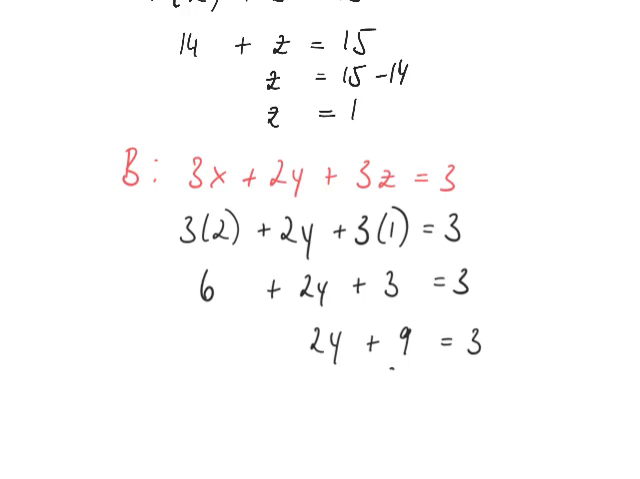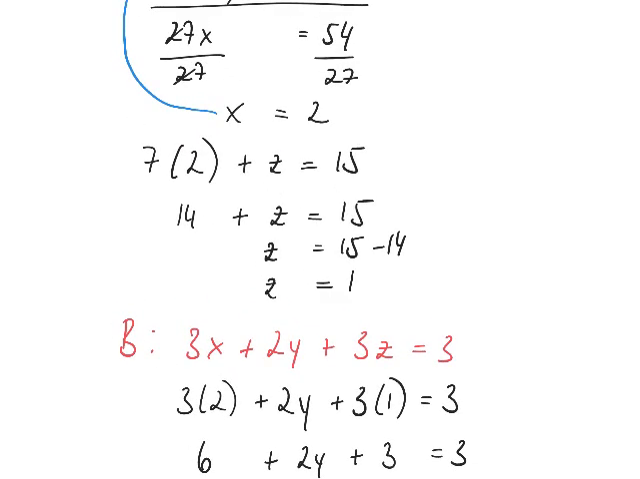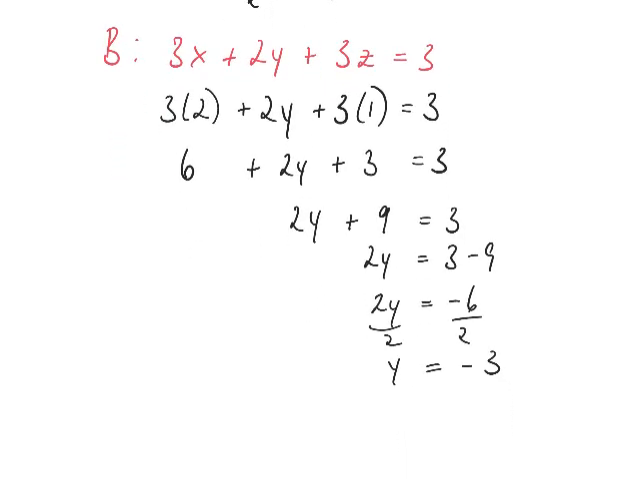I bring the 9 over. 2y is 3 minus 9. 2y equals minus 6. I divide by 2 and I get y equals minus 3. So now I have found everything. I found the x equals 2, z equals 1, and I have found the y, and y equals minus 3.